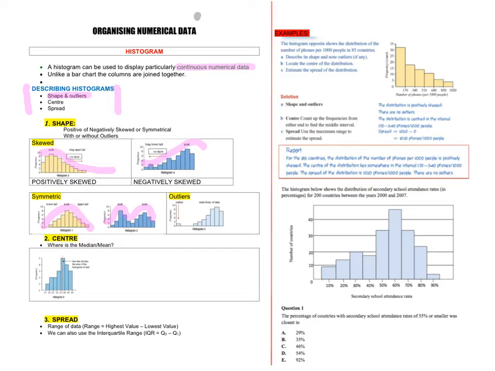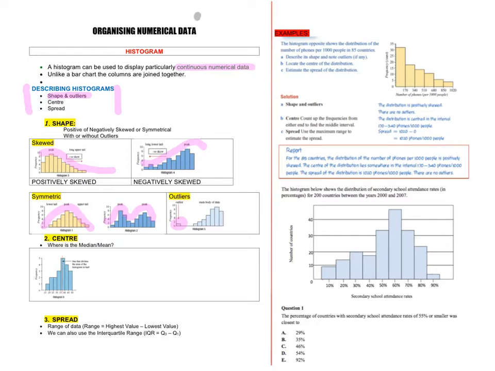You also need to comment if you have an outlier in a histogram. You'll see it down here, there's a little lonely bar by itself. That's an outlier and you do need to comment on that. There was some extreme value on it.